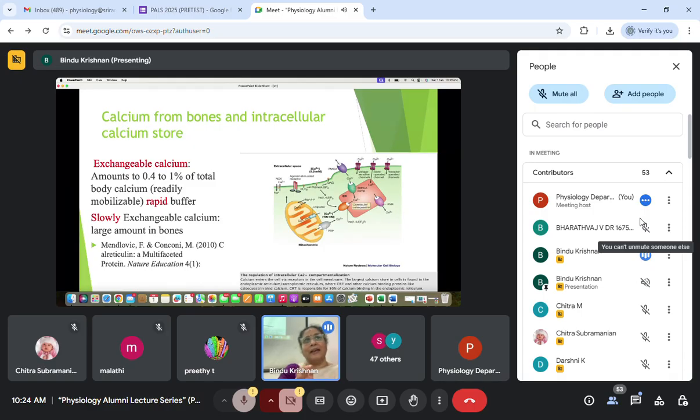So that again, I can divide into two, where I have an exchangeable calcium pool, which can be immediately released from the bone so that it is available to buffer whenever there is a low or high of calcium. Then the major component is, of course, the slowly exchangeable calcium, that is almost the 99% or the 1 kilo, which is present there in the bone.